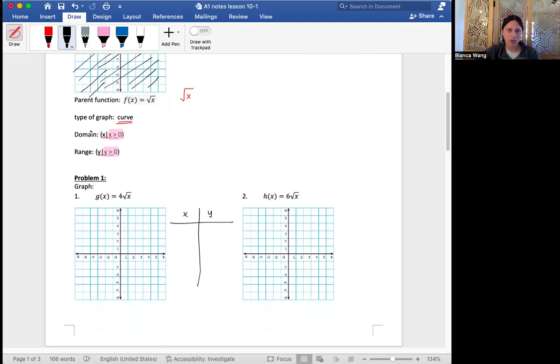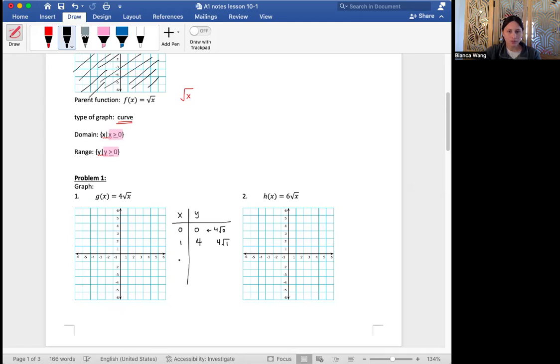I might move this over so that we have a little more room for the y. So x would be here and y would be here. Let's say I have a 0. Our equation would be 4 times the square root of 0, which would end up being 0. What if we pick the number 1 for x? The input is 1, so we'd have 4 times the square root of 1. The square root of 1 is just 1, so 4 times 1 is 4.